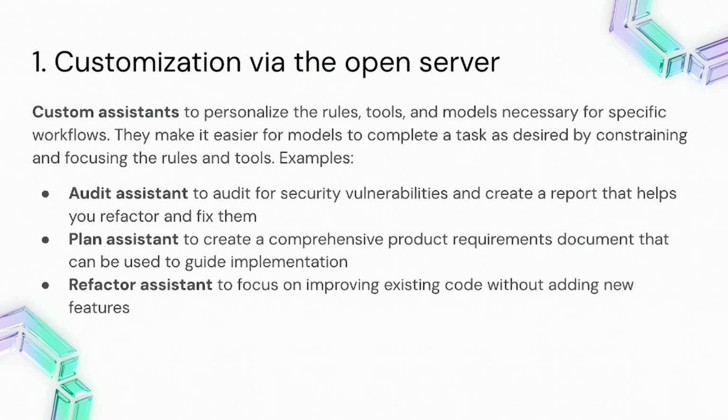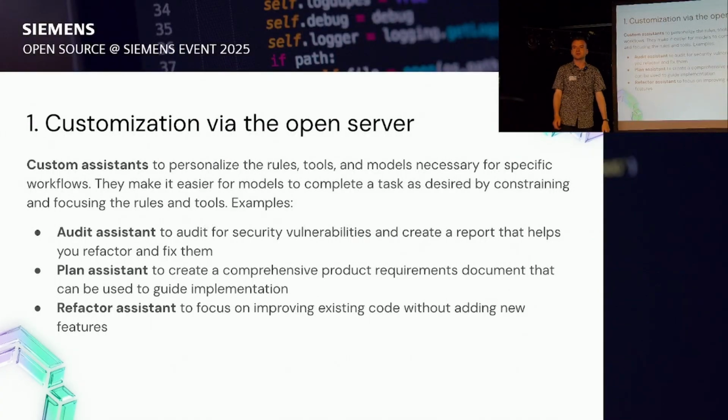And so we're seeing people create audit assistants for auditing security vulnerabilities and creating a report for refactoring. We're seeing people create plan assistants where they're using them to create comprehensive product requirements, and then refactor assistants, right? And then in a Unix philosophy kind of way, you can also plug these into each other. And so this basically helps constrain and focus the rules and tools so that the models can be more likely to achieve the task in the way that you want it done.